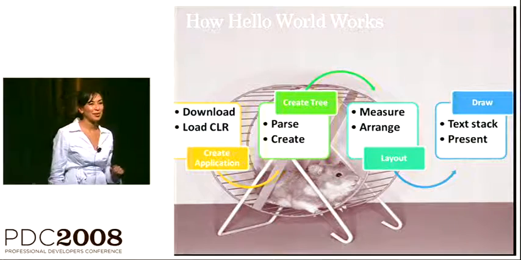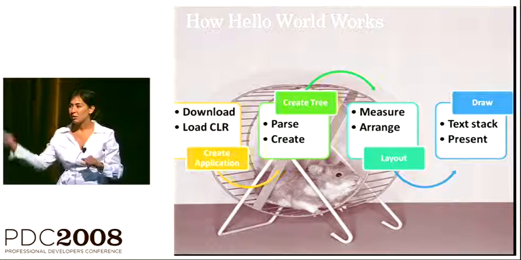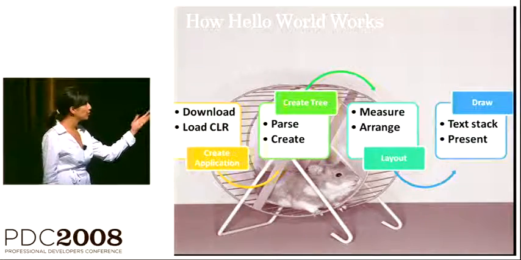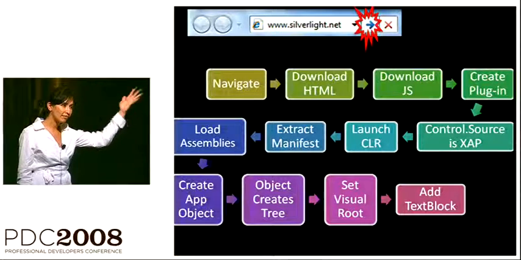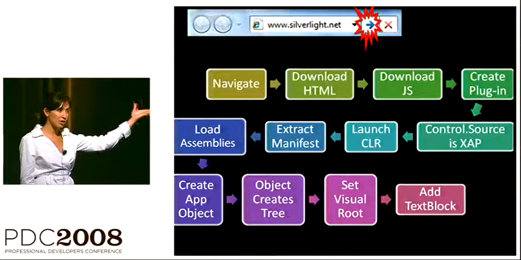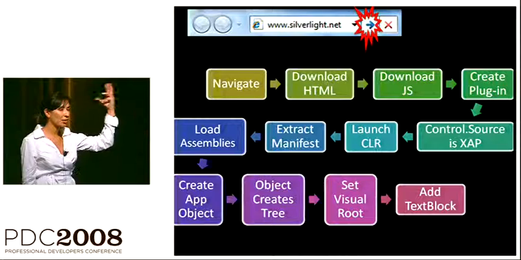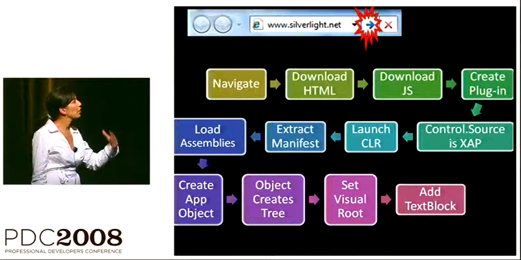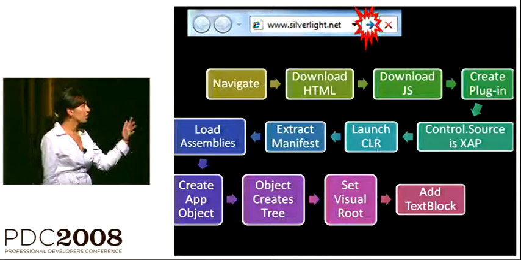So we create the application, we create the tree, we do the layout pass, and then we actually present. In more depth, you'll actually see the navigation. We download the HTML, we do a round trip. Think about the round trips whenever you're thinking about the startup time of your application. We'll download the JavaScript if it calls in.